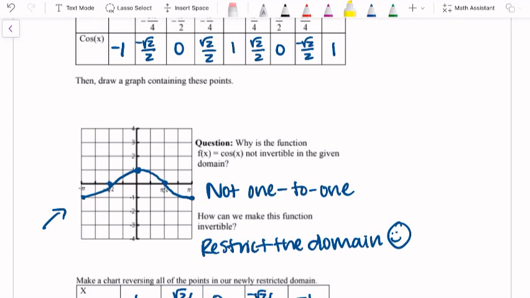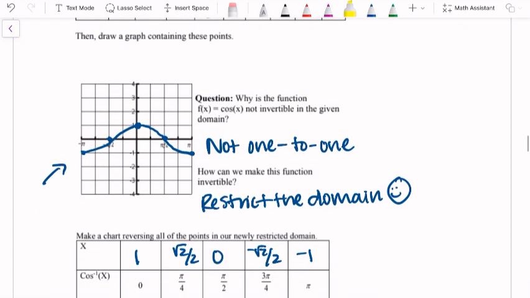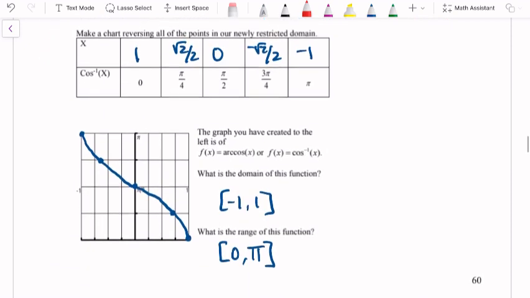When we restrict the domain for cosine, we're trying to pick strategic values that include 0 as an input value and span the entire range. So we are going to be looking at this portion here. We're looking at our domain of 0 to pi, because that is going to give us our full range of negative 1 to 1. So when we go to graph our inverse function and flip all of our points, this is what our graph should look like. When x is equal to 1, we are at 0.